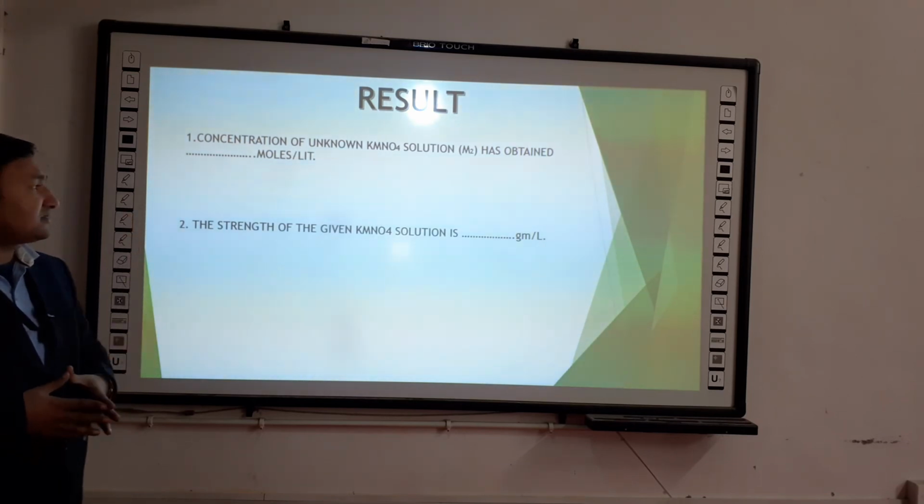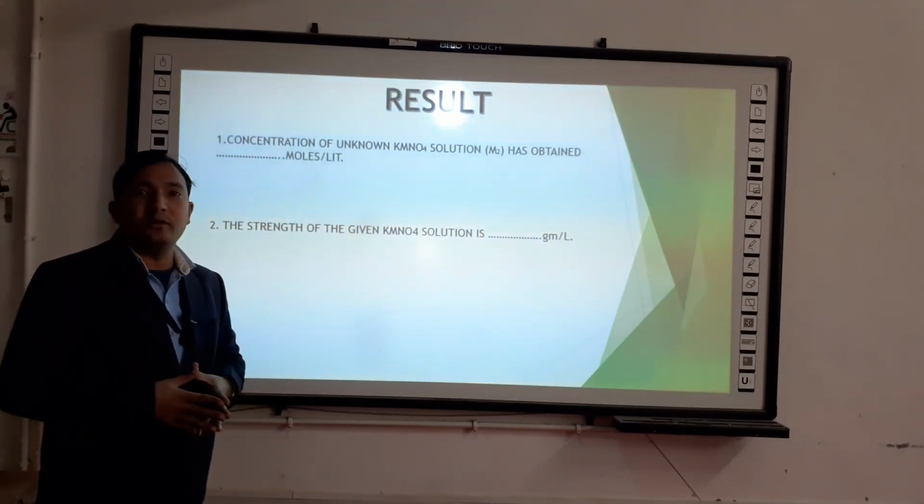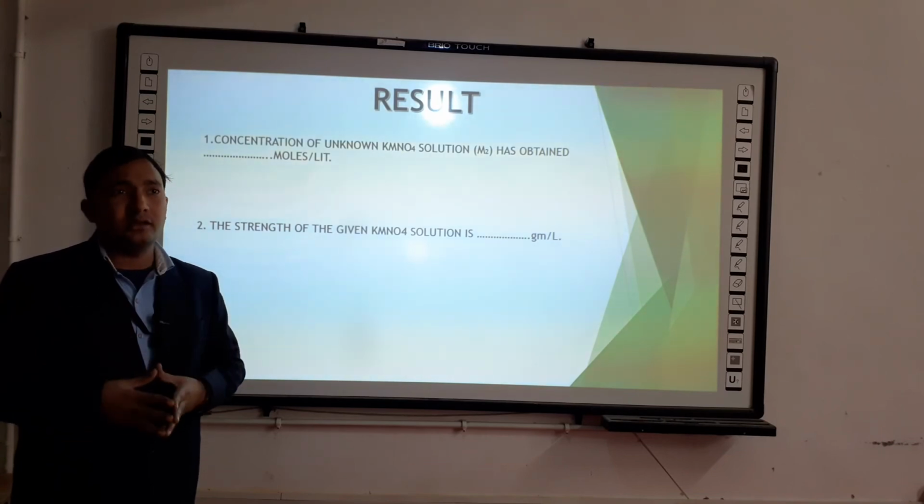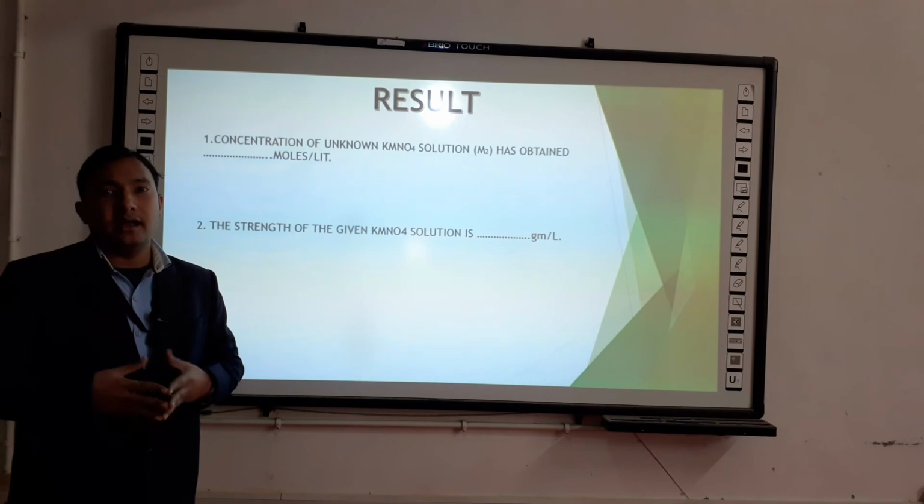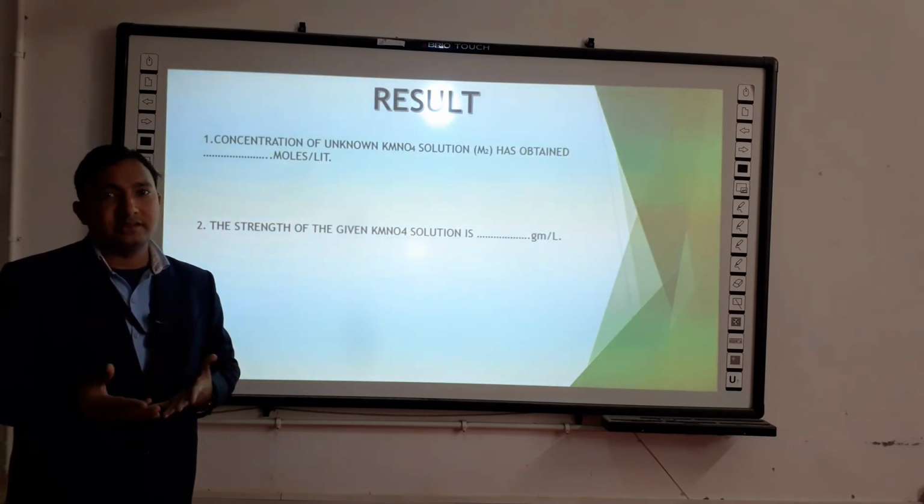The second will be the strength of the given KMnO4 solution, which will be obtained in gram per liter. So that was the complete experiment. I think you have all understood that, and you will perform it better in your laboratory, and when you face the practical examination, I hope you will definitely perform as well.